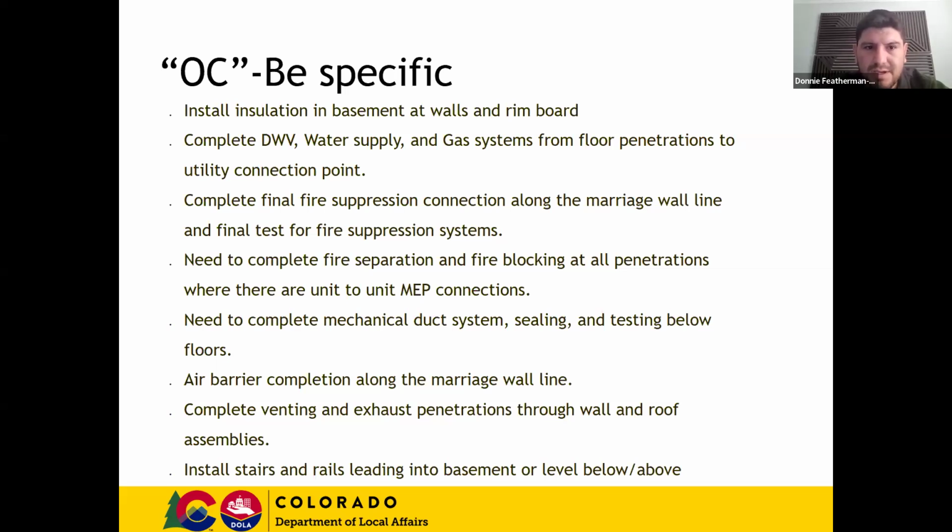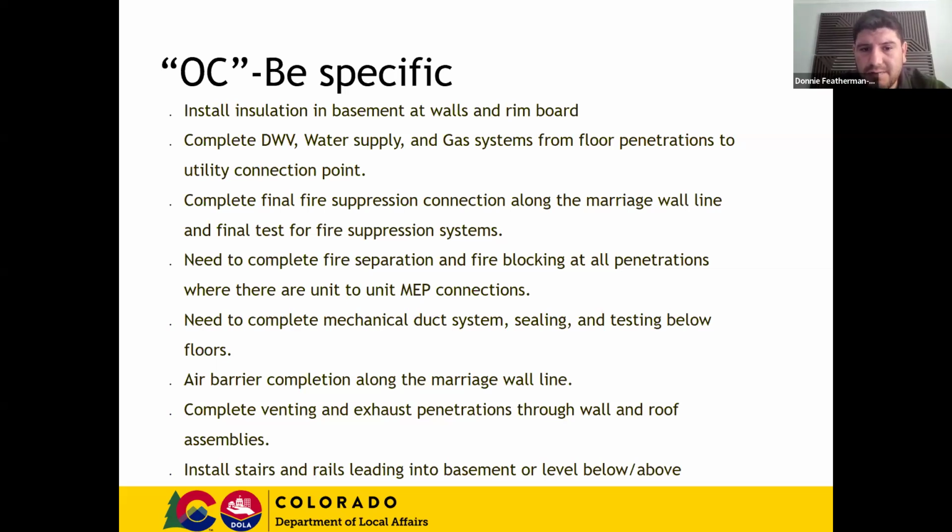So here are some examples. Insulation in the basement at walls and rim board. Complete the DWV, water supply, gas supply, or gas systems for floor penetrations to connect to connection or utility connection points. Do final fire suppression connections along the marriage wall line or wherever they may be, and then also do the final test for fire suppression. And then the list goes on. So please look at this list. Like I said, this presentation should be available to you all.